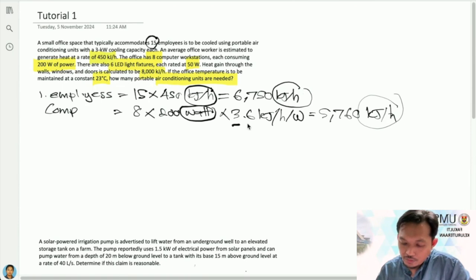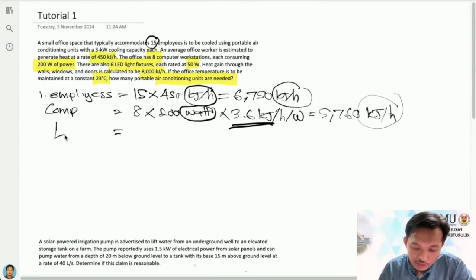So how do you get this? Basically, 1 watt equals 1 joule per second, but now we need to convert to kilojoule per hour. Joule per second, you convert to per hour by multiplying by 60 times 60, and then you get 3.6 kilojoule per hour for every watt. So that's why you have 8 times 200 watt.